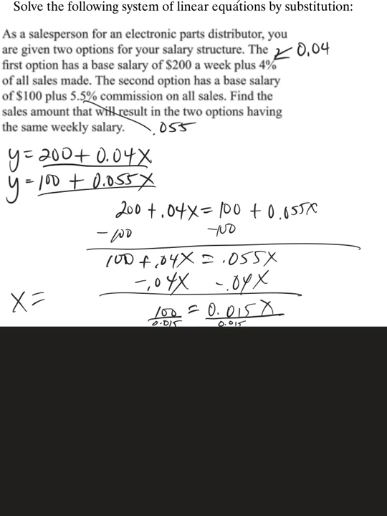After putting this in my calculator, I get 6,666.67. That's how much I would need in sales so that I would end up having the exact same salary.